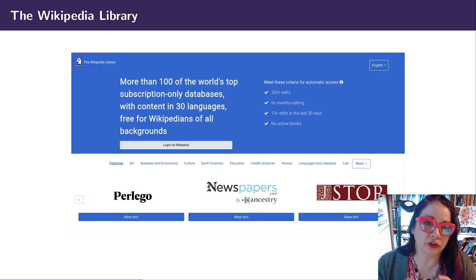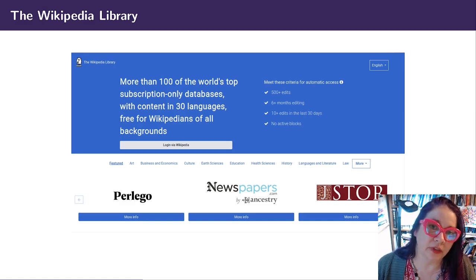They also serve as an umbrella organization for those resource providers who might want to make some of their resources available to Wikipedians but want to wrap some permissions around it. So the Wikipedia Library facilitates that connection. Their eligibility criteria are around activity and longevity within Wikipedia. So good citizens who are trying to contribute have eligibility for the Wikipedia Library.